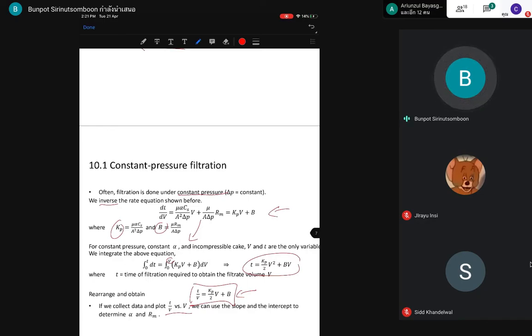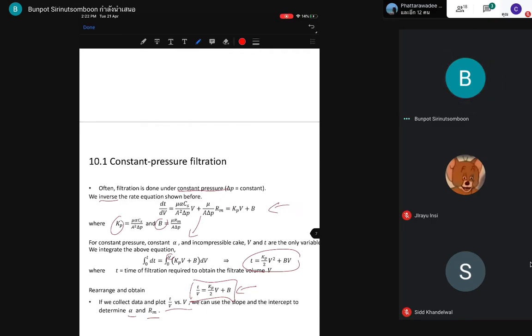You're going to get a linear line, and the slope and the intercept of the plot that you make will tell you the values of alpha and RM, the properties of the cake and the filter that we use in the system. So this is how you analyze the process of constant pressure filtration. Basically, just rearrange the equation that we had before into this form right here to determine alpha and RM.